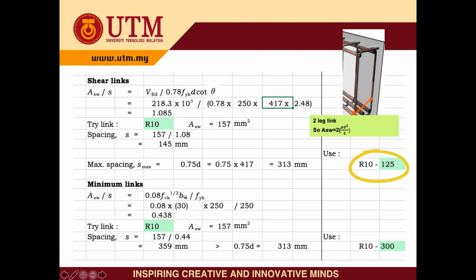You can see here R10, R means mild steel. So if it's mild steel, FYV is equal to 250, not 500. You can see why we choose 125 is because 125 is less than 145. 145 is difficult to measure in a construction site. So usually we will round down to 25 millimeter. So therefore we choose 125.